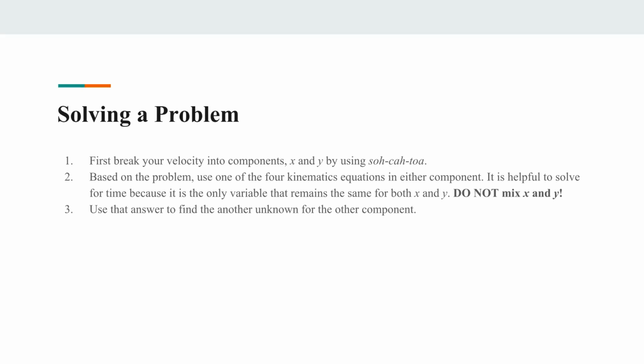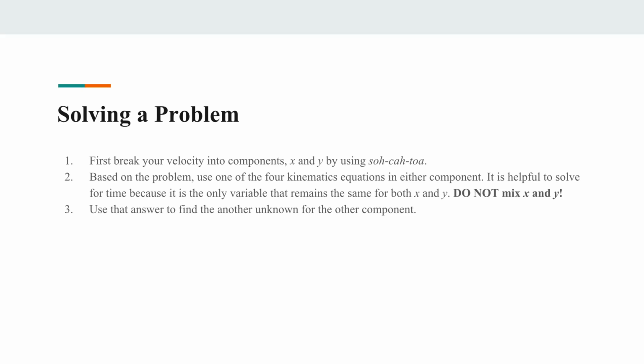Now, we're going to try to solve a problem. Here are some tips. First, break your velocity into components, x and y, using SOHCAHTOA and your trig ratios. This is important because it lets you analyze both x and y. The second step is, based on the problem, use one of the 4 kinematics equations in either x or y. I would recommend solving for time for most problems, because it's the only variable that remains the same for both x and y.